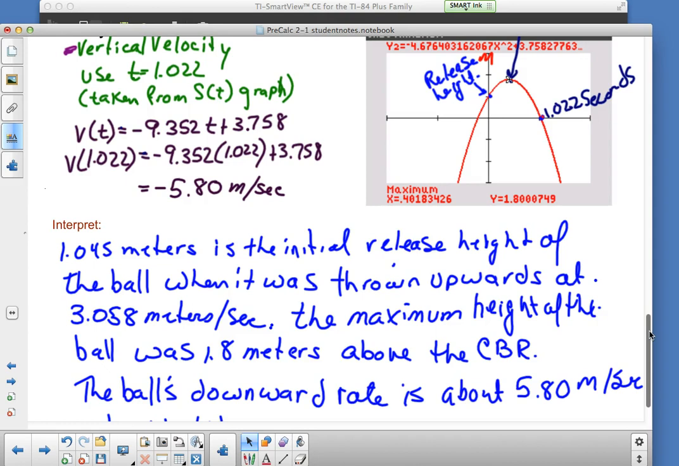It reaches its maximum height, and the ball was 1.8 meters above the CBR at its maximum height. We can talk about maximum height by finding it, just like we did before, and that's something I cheated ourselves out of, finding the CBR maximum height. But then the ball's downward rate is about 5.80 meters per second when it hits the CBR. So I'm just talking about the information I was able to pull out of that equation. It is not a fast problem, I promise.